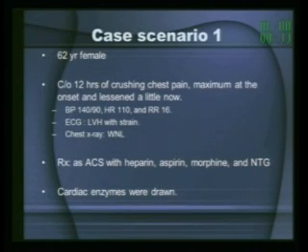But as I said, not all chest pain patients are because of CAD. There are many other causes also which need to be diagnosed well in time. Like this example here, a 62-year-old lady presented with 12-hour duration of crushing chest pain, which was maximum at the onset. She just had sinus tachycardia, ECG was non-diagnostic, and she was treated as acute coronary syndrome, was started on heparin, aspirin and NTG.